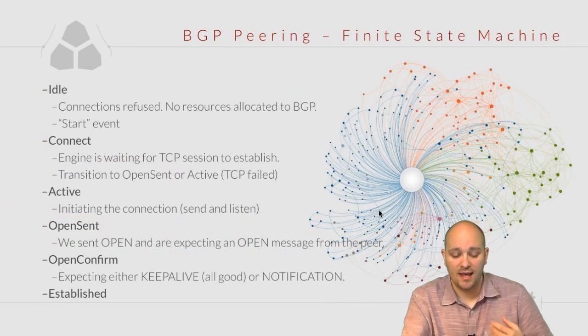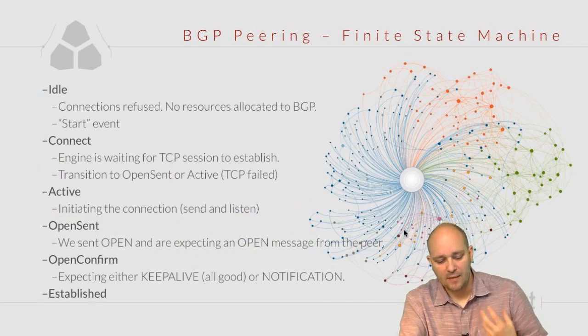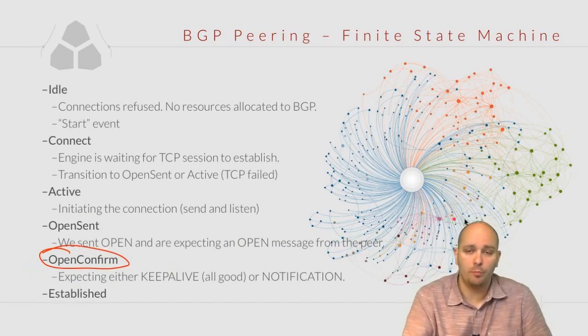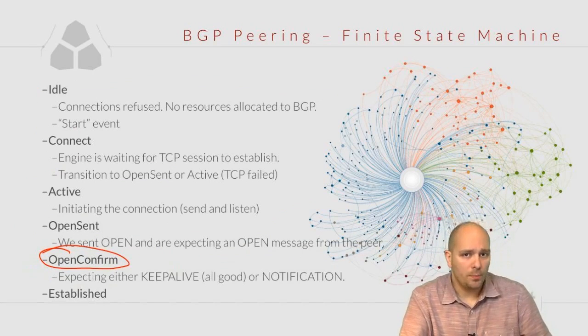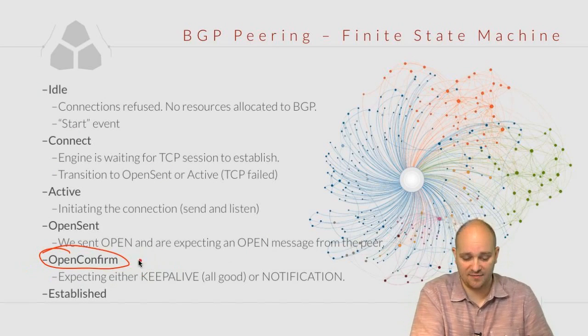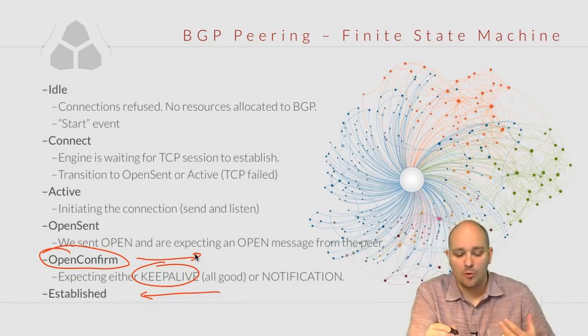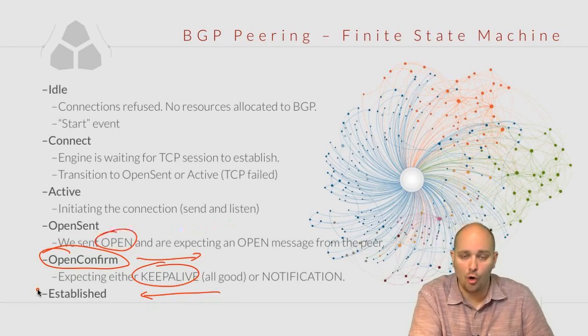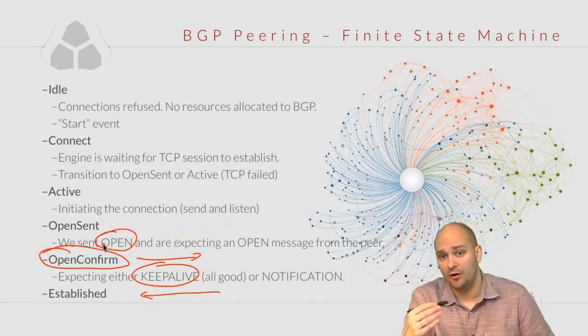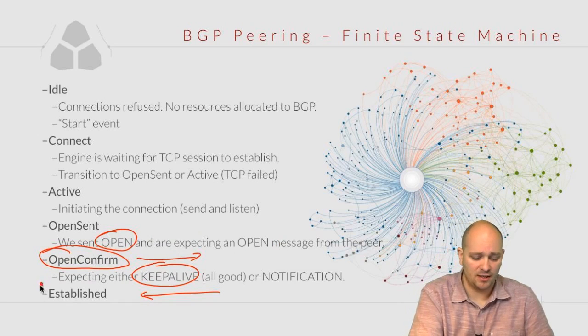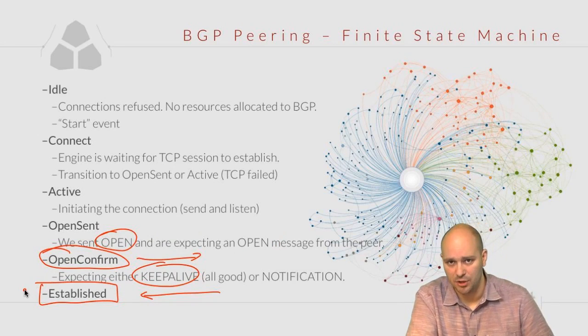Now, if we actually have received an open message from our neighbor, we are going to move on to the open confirm state. Open confirm basically means that we have sent our own keepalive, and we are also expecting to see the keepalive from our neighbor. If you receive the keepalive, which is basically an acknowledgement of our own open message, just the same way our own keepalive was an acknowledgement for the neighbor's open statement, the router is going to transition into the established state.